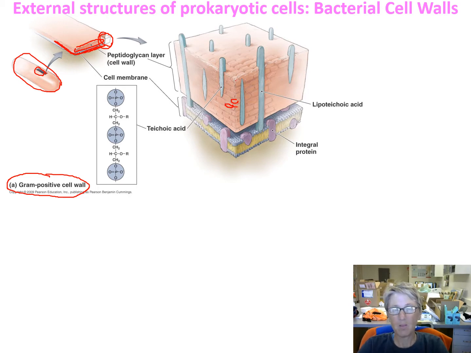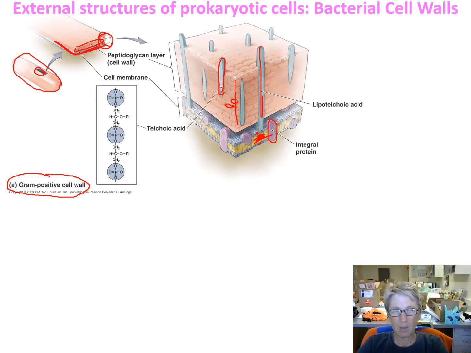But within this peptidoglycan, you have these acids. Lipoteichoic acid is this guy, and then the smaller ones are just teichoic acid. And then deep to the cell wall, you have your phospholipid bilayer. So here's the hydrophilic heads on the inside and outside, and then the hydrophobic tails, or yellow tails, in the middle. And then here's an integral protein going through the phospholipid bilayer of the cell membrane.